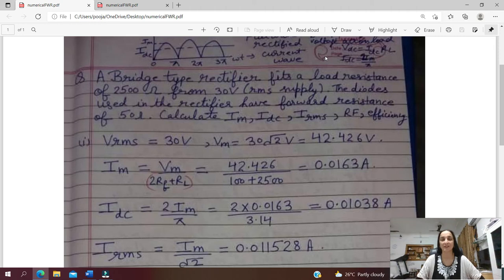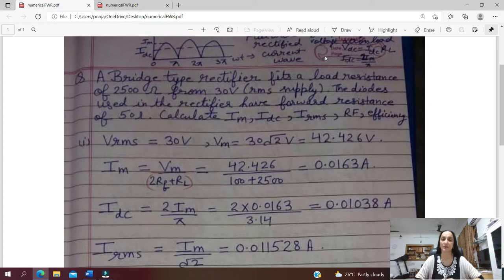Hello everyone. In this video, we are going to solve one numerical based on bridge type rectifier. Now I will read the numerical statement for you. A bridge type rectifier fits a load resistance of 2500 ohm from 30 volt RMS supply. The diodes used in the rectifier have forward resistance of 50 ohms.